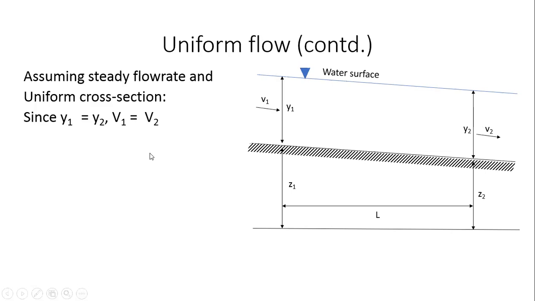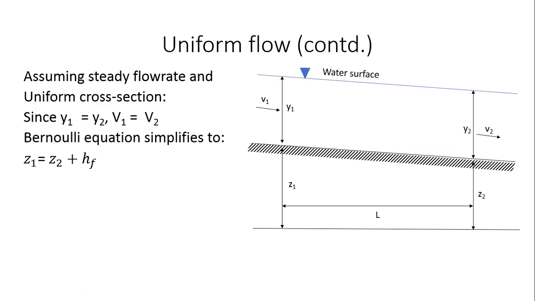In that case, writing the Bernoulli equation for this scenario becomes very easy, right? It will just simplify very easily to z1, because y1 and y2 are the same, so they'll cancel out. v1 square by 2g, v2 square by 2g are also the same, so they'll also cancel out. So you are left with z1 equal to z2 plus hf, right? So I would encourage you to write the entire Bernoulli equation and then cancel out the terms. Then you'll end up with this very simple simplified expression for uniform flow. So z1 equal to z2 plus hf.